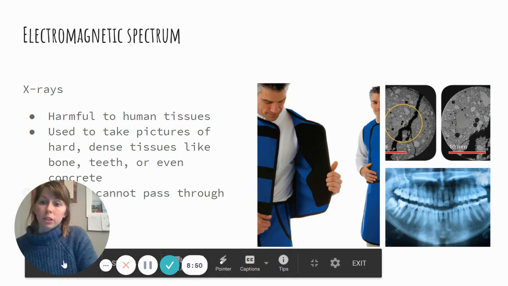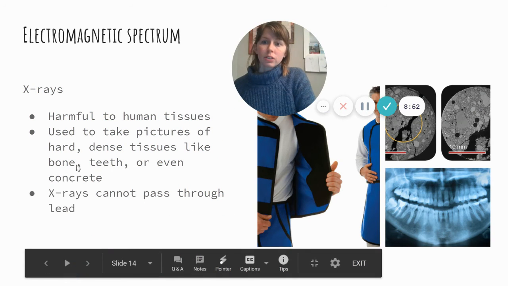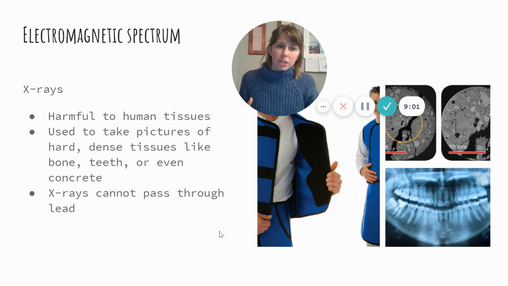These are harmful to human tissues. And so this guy's wearing a lead vest. If you've ever gone to the dentist's office, they might put something over you while they take the picture of your teeth. Now, if you get one or two X-rays a year, it's really not that bad. That's why they're very quick pictures that they take. But if you were to get them a lot, that could be harmful. And X-rays cannot pass through lead.